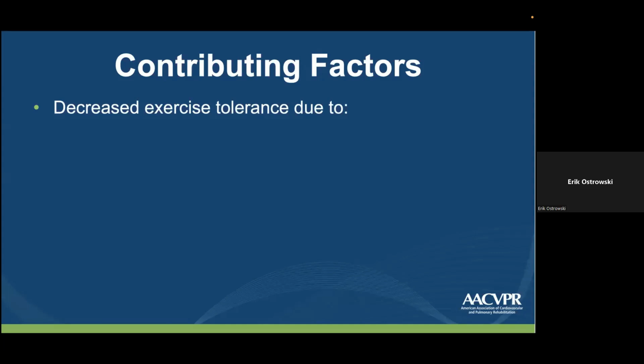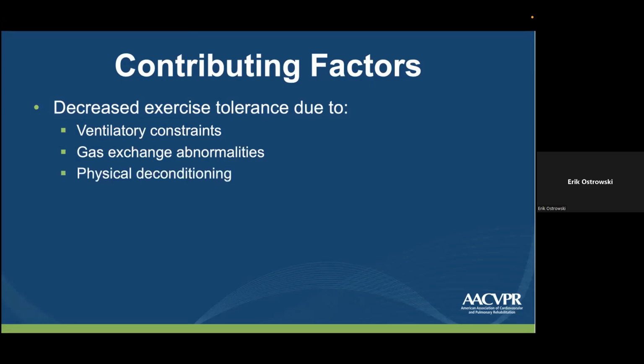So there are a variety of factors that contribute to exercise intolerance in our patient population. The primary one, obviously, is the ventilatory constraints that our patients experience as a product of their chronic disease. We know that obstructive disease is really an issue with airflow limitation, whereas restrictive disease is really more of an issue with air volume limitations. Certainly, our patients may have gas exchange abnormalities. So oxygen and carbon dioxide may not diffuse across that alveolar membrane as efficiently as in an otherwise healthy individual.